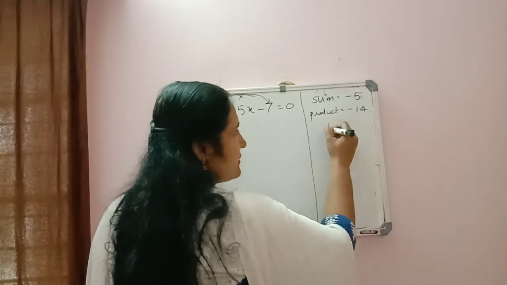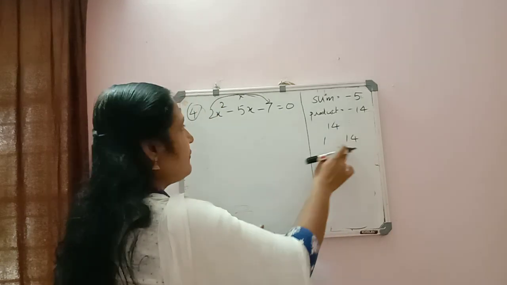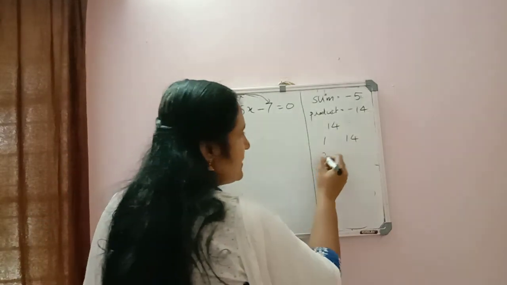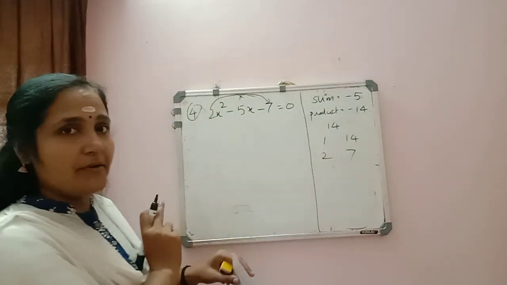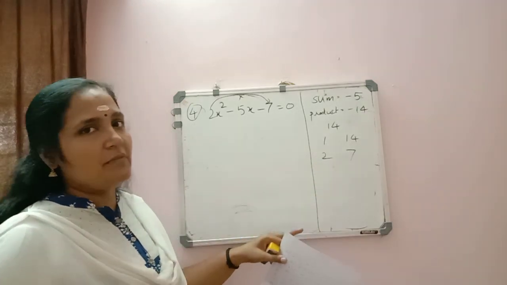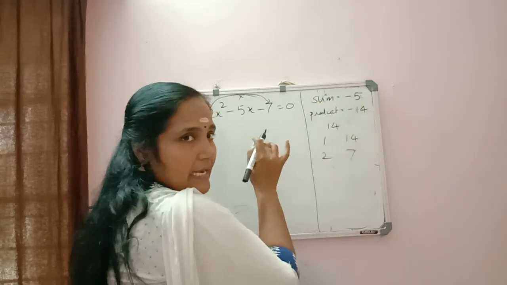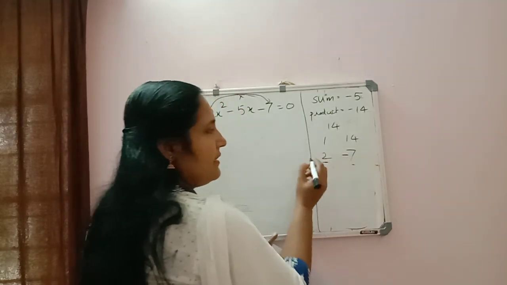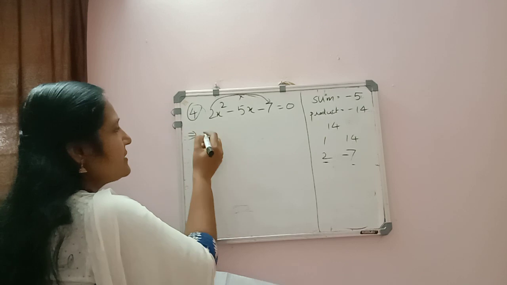So we'll check the factors of 14 here. 1 into 14, 14. But 14 minus 1 is not equal to 5. Then next is 2 into 7, 14. And 7 minus 2 is equal to 5. Now we will check which number should be positive and which one will be negative. Just to check the sum. Our sum is negative. So out of these two numbers, take the greater number negative and the smaller one positive. So we'll split minus 5x in this way.